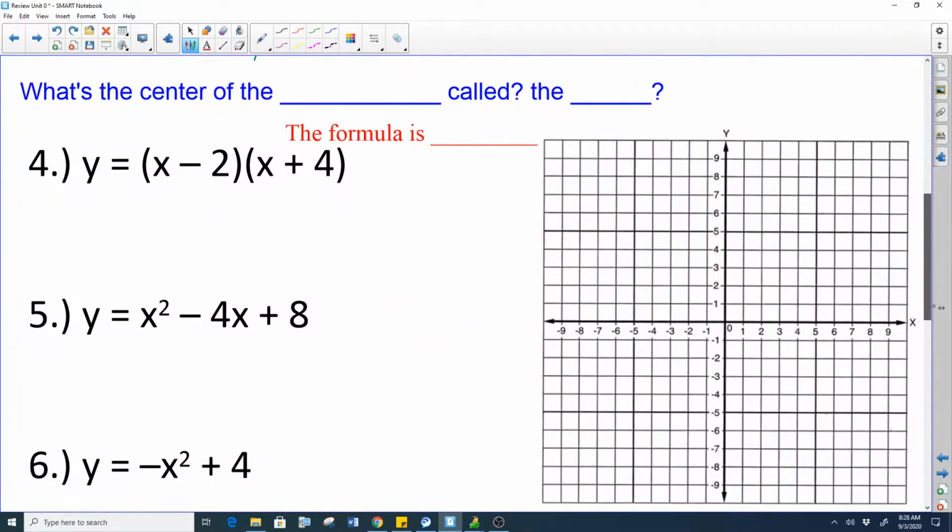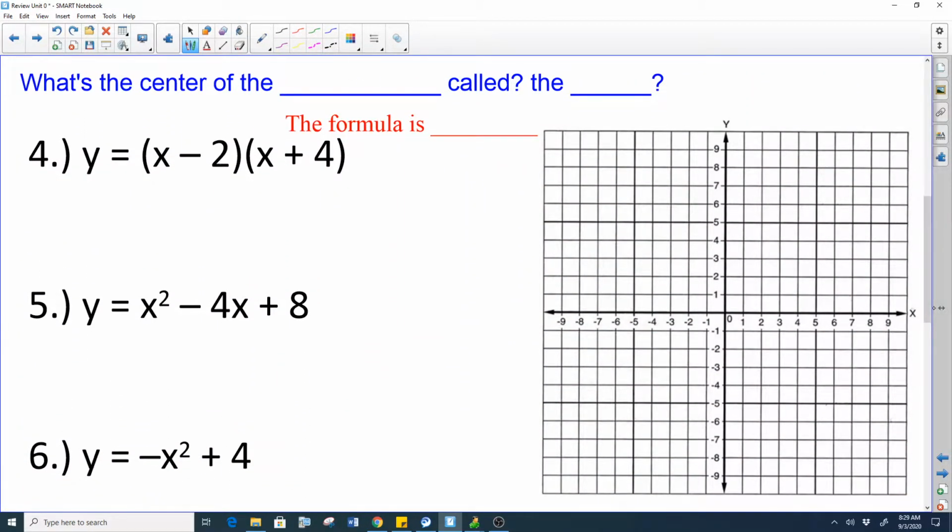Okay, so now we're going to look at something completely different. Here are our next problems on your worksheet. Ready? Start writing these equations down. If you need more room, you can go to another piece of paper. What are those called?